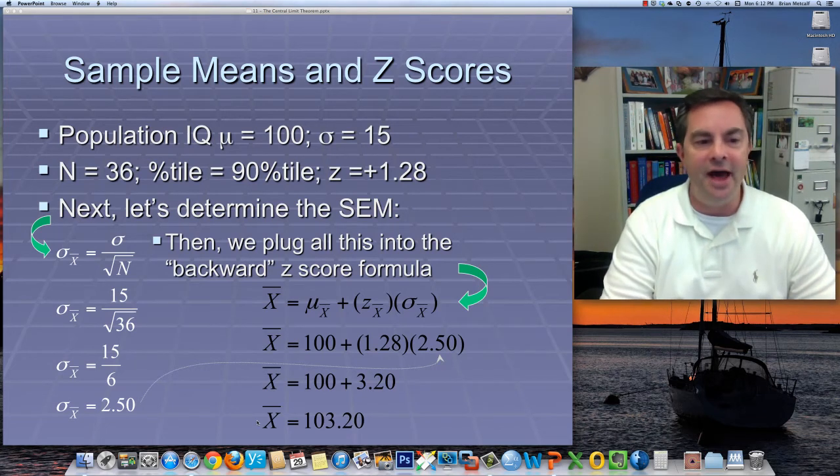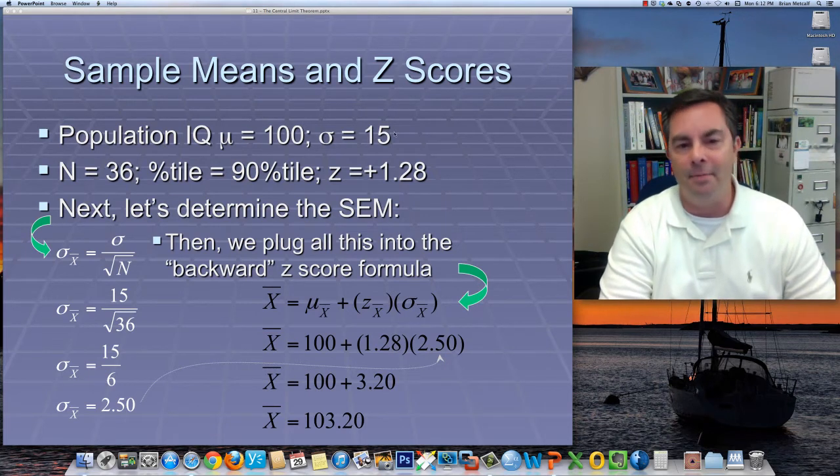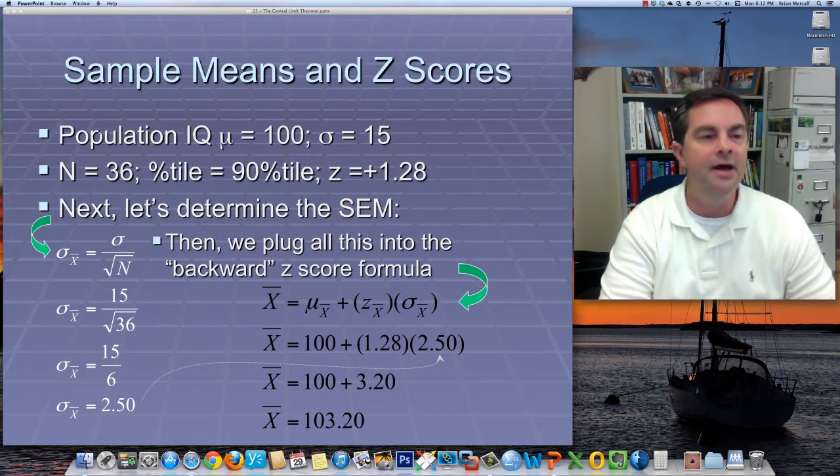And I'm going to need that backward formula. So up here I just have my usual reminders. I know I got a population mean of 100. I got a population standard deviation of 15. I got 36 in my sample. I'm looking for the 90th percentile. I found out that that's associated with a z of 1.28. 90th percentile is a z-score of 1.28.